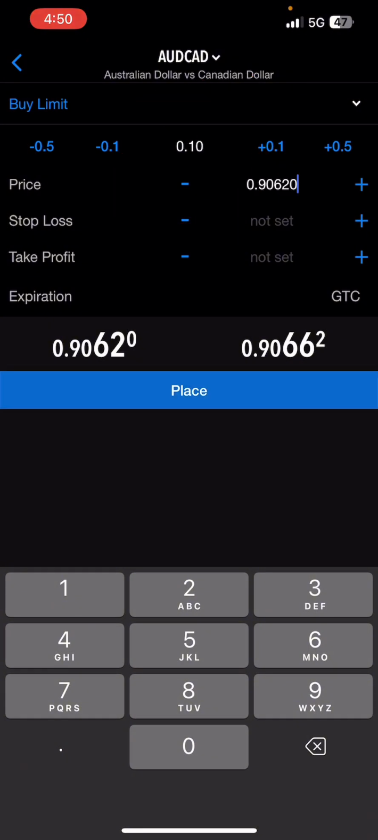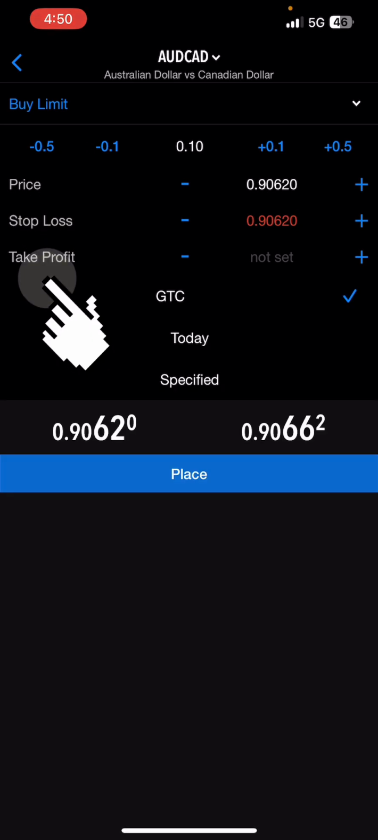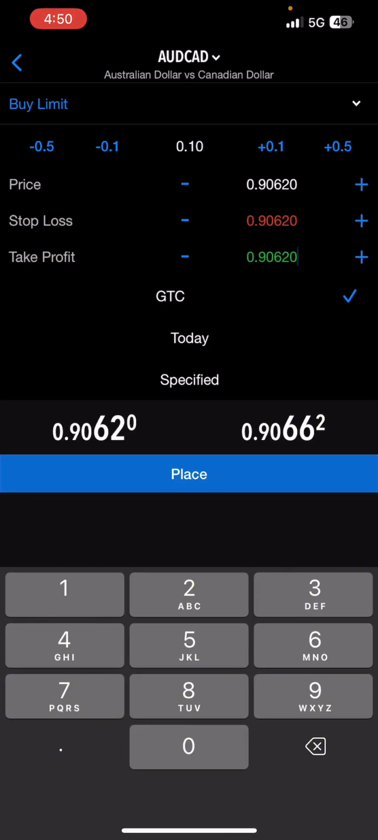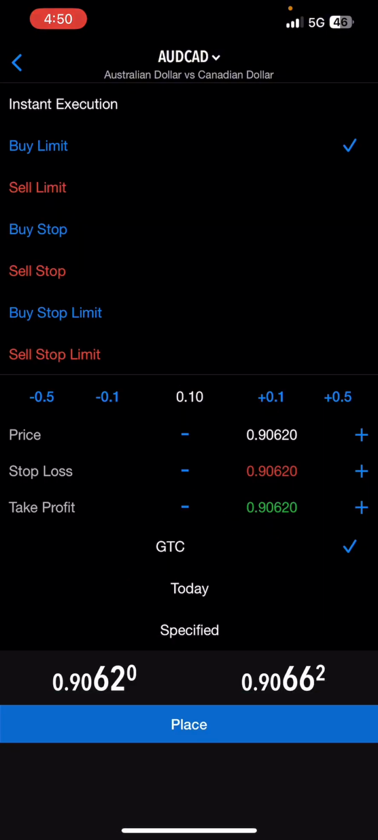Then the price is what you want to buy at if you're setting a limit order. The stop loss is how much you're willing to risk, and the take profit is how much you're willing to take from the market. Once you're done, just click on place order, right?